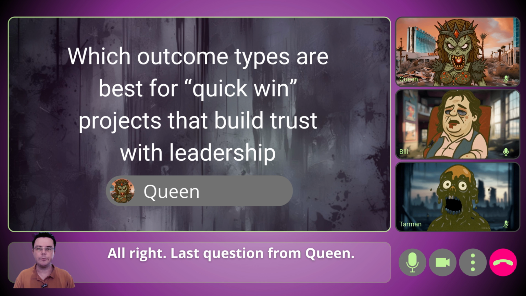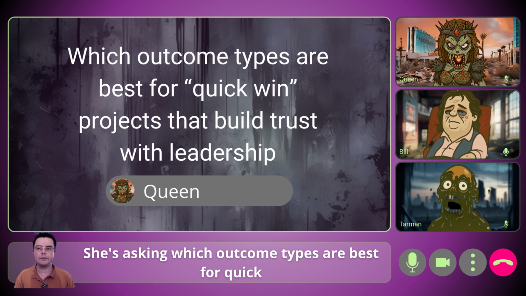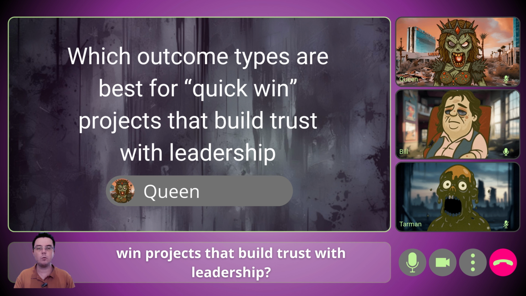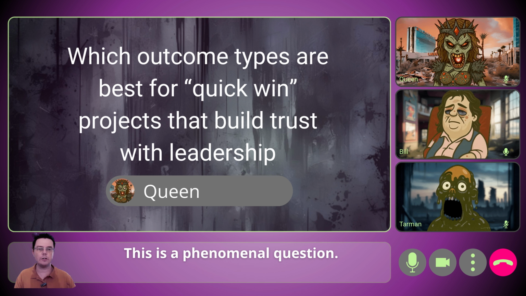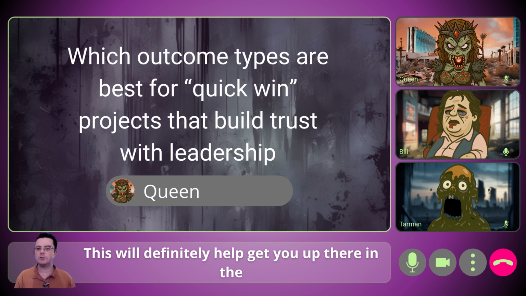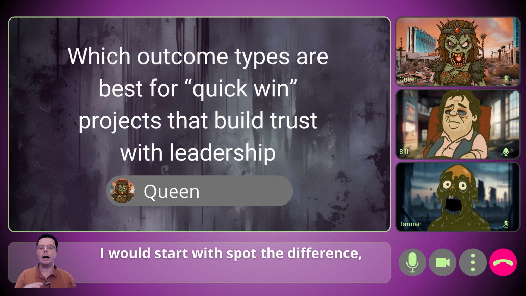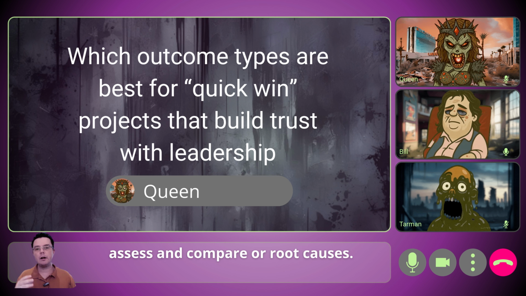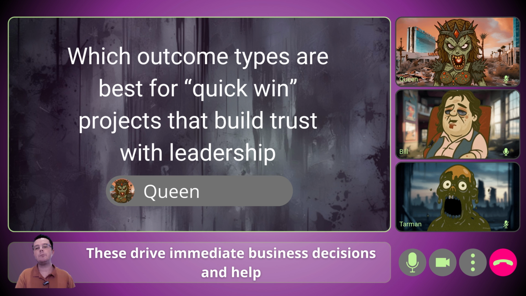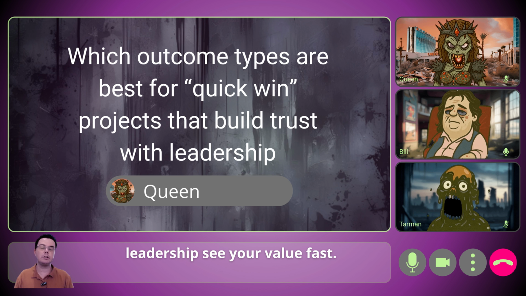All right, last question from Queen. She's asking which outcome types are best for quick win projects that build trust with leadership. This is a phenomenal question. This will definitely help get you up there in the survivor type analyst. I would start with spot the difference, assess and compare, or root causes. These drive immediate business decisions and help leadership see your value fast.